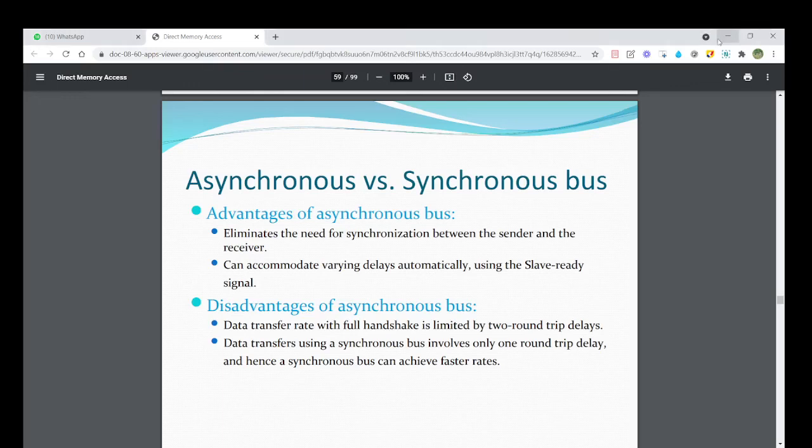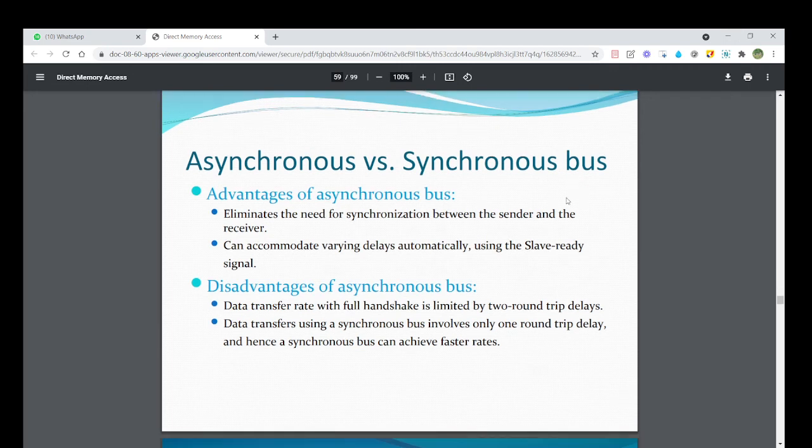So next we will see the difference between the synchronous and asynchronous bus. So advantages of synchronous bus: it eliminates the need of synchronization between the sender and the receiver. Means the advantage of asynchronous is that it should not be at the same time, it should not wait for when the bus will start. Immediately whenever the sender or the receiver want to communicate, they can communicate with each other. So that's the advantage of asynchronous bus.